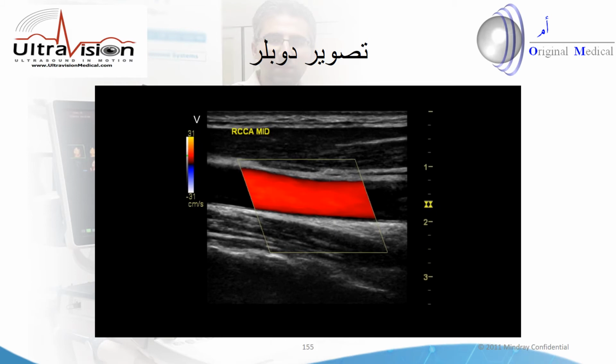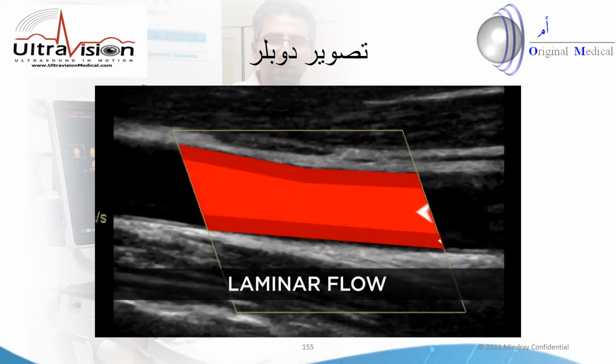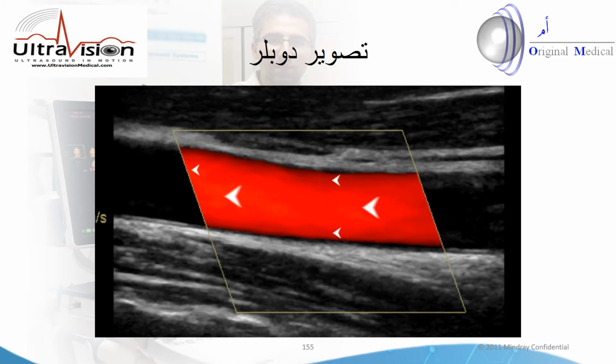Adjust the color gain if necessary, so that color only appears in the lumen of the vessels, not outside of them. The normal CCA has a laminar flow pattern. This means that flow velocity in the center of the vessel is higher than near the wall of the vessel.